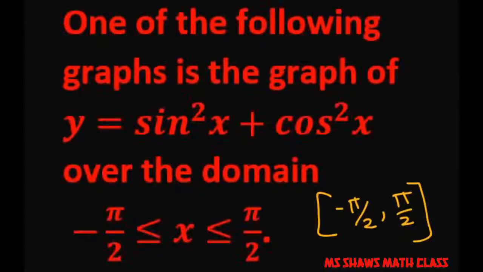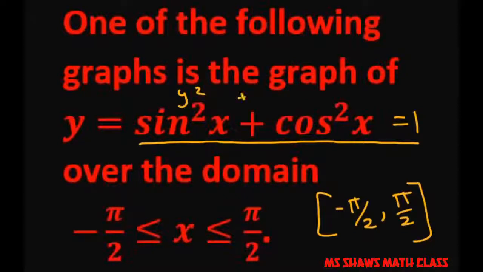We know that sine squared of x plus cosine squared of x equals 1. And that's from your Pythagorean trig identities, because this is like saying y squared plus x squared, and we know that equals 1. That's one of your identities, but we're going to graph it.